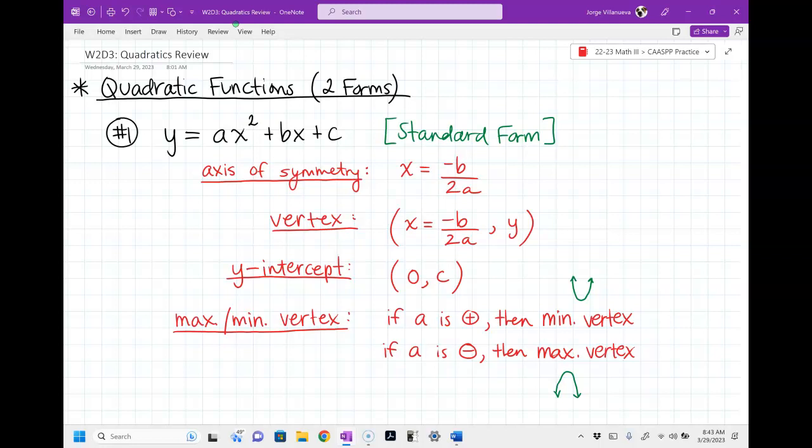If they ask you for the y-intercept, it's always 0, comma, whatever c is. So if c is 12, then 0, comma 12. If c is negative 3, then 0, comma negative 3. That would be your y-intercept.